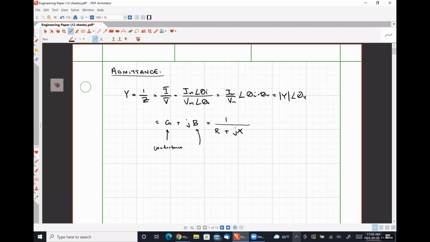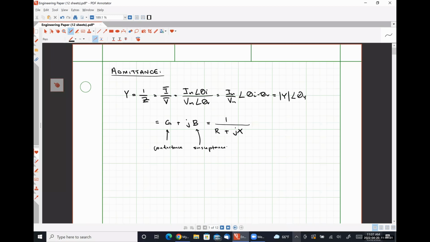And B is known as the susceptance, and represents the imaginary part of admittance. Okay. You might also hear it as susceptibility, but it really means the same thing. Susceptance or susceptibility represents the imaginary part of the quantity admittance. Okay.